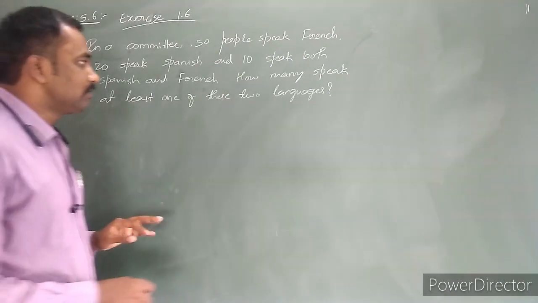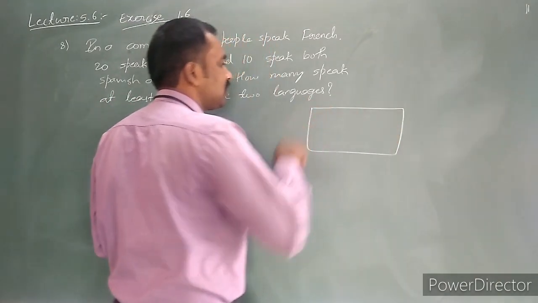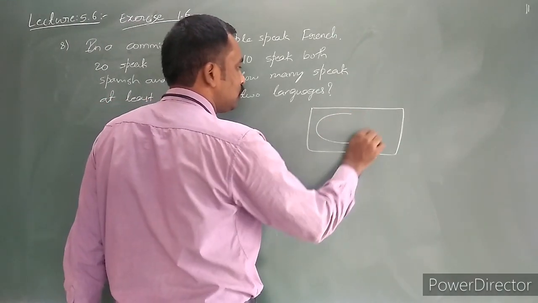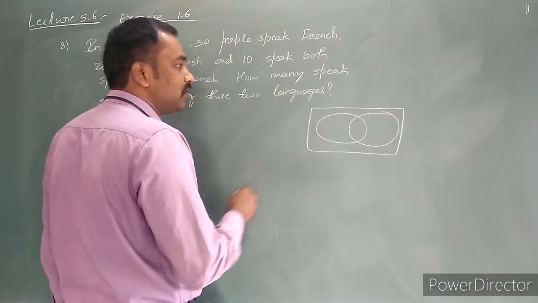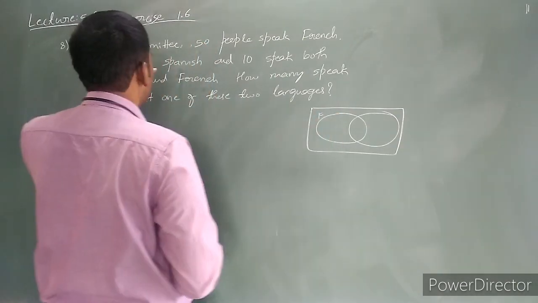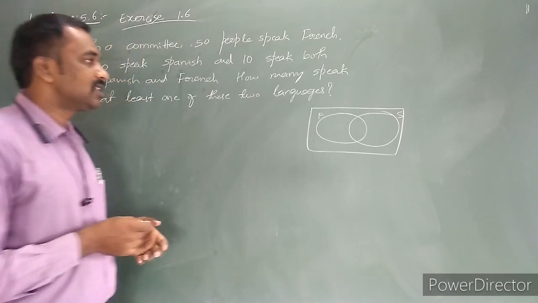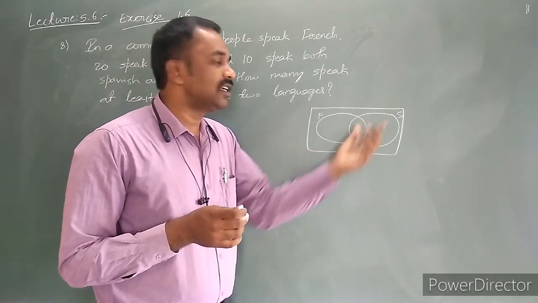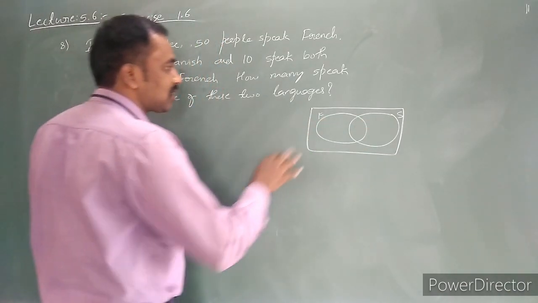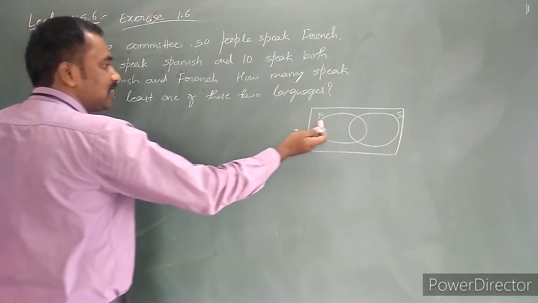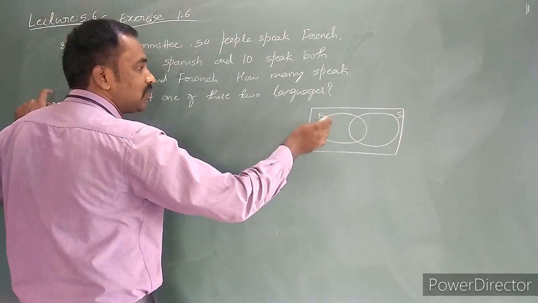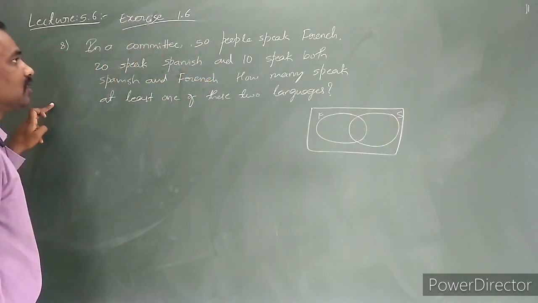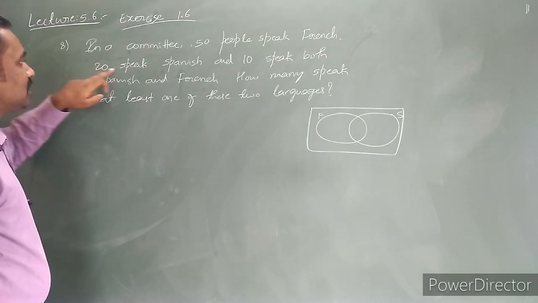Okay, very simple. One committee is nothing but both combined. 50 people speak French. That means there are two groups: one set of group who are speaking French, another set of group who are speaking Spanish. We have given previously Hindi and English in that manner, now French and Spanish, two languages. These are not our Indian languages at your level. So here, some set of people are speaking French and some set of people are speaking Spanish. 50 people speak French, 20 speak Spanish.